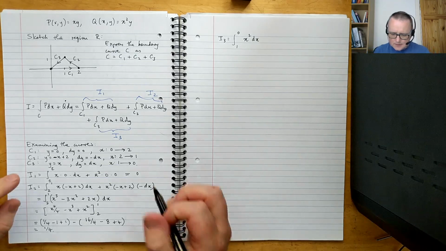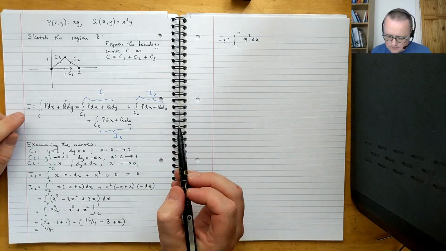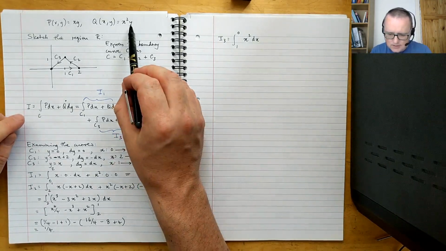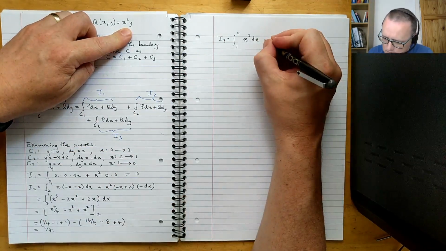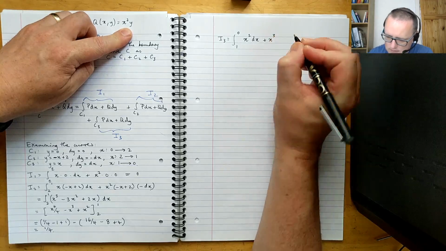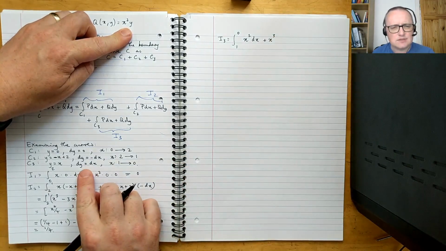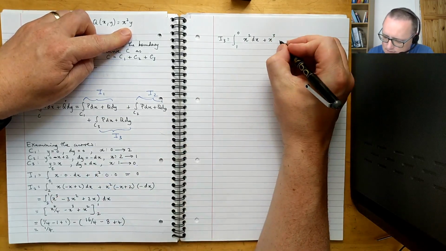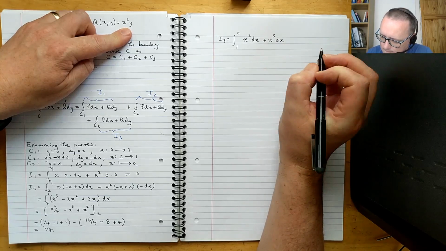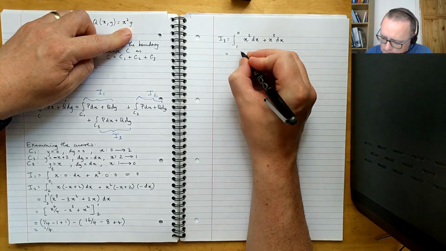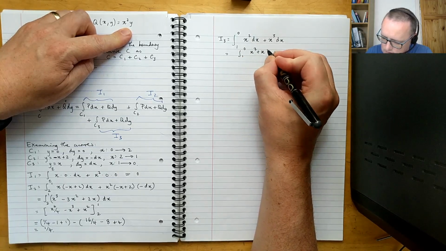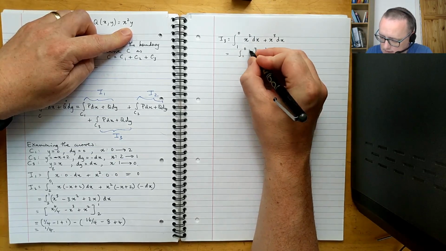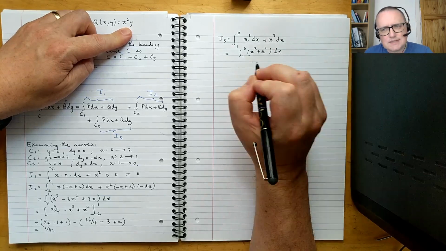And then the second term is q dy. So q is x squared times y, but on C3 y is the same as x, so this is x cubed dy. Well, the two differentials dy and dx are the same on C3. Okay, so this is simply the integral from 1 to 0 of the polynomial x cubed plus x squared, with respect to x.